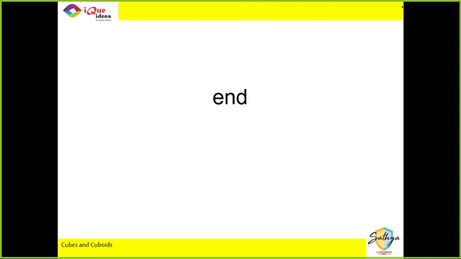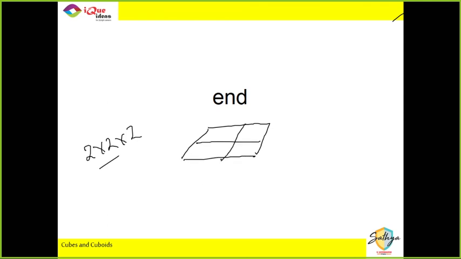Amanbir, drawing cubes and cuboids. ठीक है, pay attention. Let's first draw a 2 by 2 by 2 का cube. 2 by 2. Draw a parallelogram. ये 2 by 2 हो गया. And vertically भी 2 है. So vertically भी 2 draw कर दो. Connect everything. That's it.